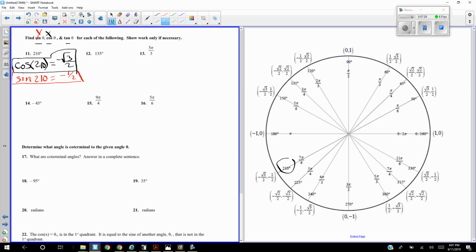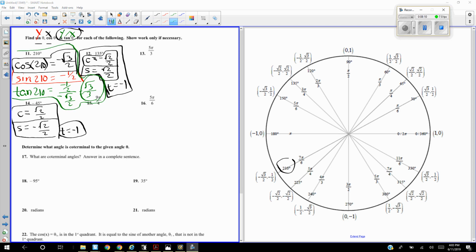And then tangent's the one you've got to show some work for. Tangent is y divided by x. So we're going to take the y-coordinate, which is negative 1/2, and divide it by the x-coordinate, which is negative radical 3 over 2. And then flip and multiply and simplify that. And you end up with radical 3 over 3. So most of this section can be done using the unit circle, and a little bit of work has to be shown using this y divided by x formula.